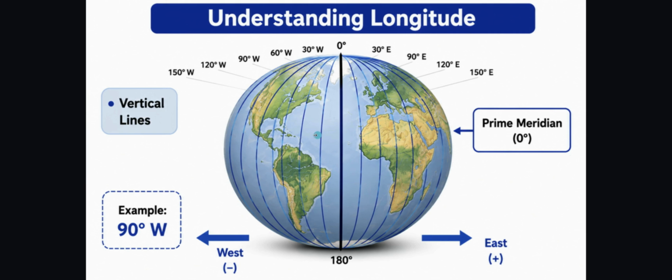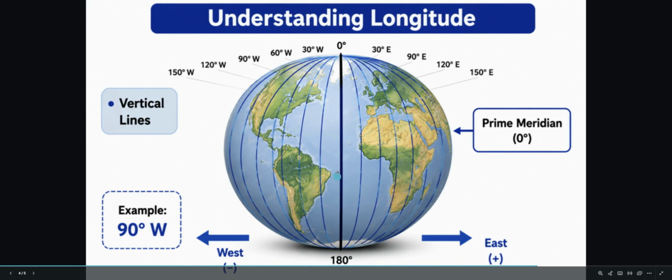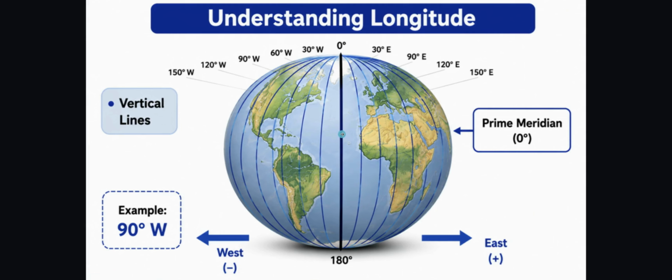Places to the east of the prime meridian are labeled east longitude, while places to the west are labeled west longitude. Unlike latitude lines, longitude lines are not parallel. They come closer together as they reach the north and the south poles, as you can see right here in the picture. Latitude and longitude each measure different directions, but together they help us find any location on Earth.